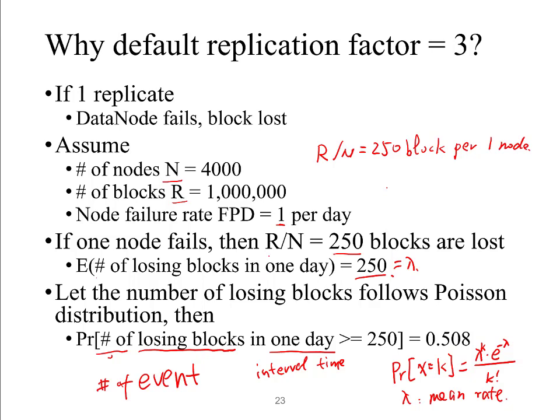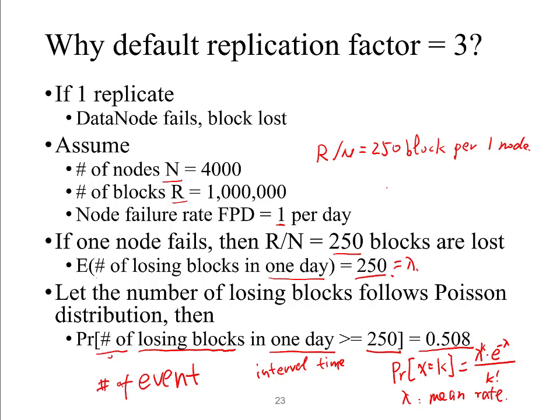The interval of time is the same here. So we want to know the probability that the number of losing blocks in one day is larger than or equal to 250. We are actually going to compute the CDF of the Poisson distribution. But anyway, you can find tools online to do the computation, and we just skip to the result here. So it's around 50%, 51%.